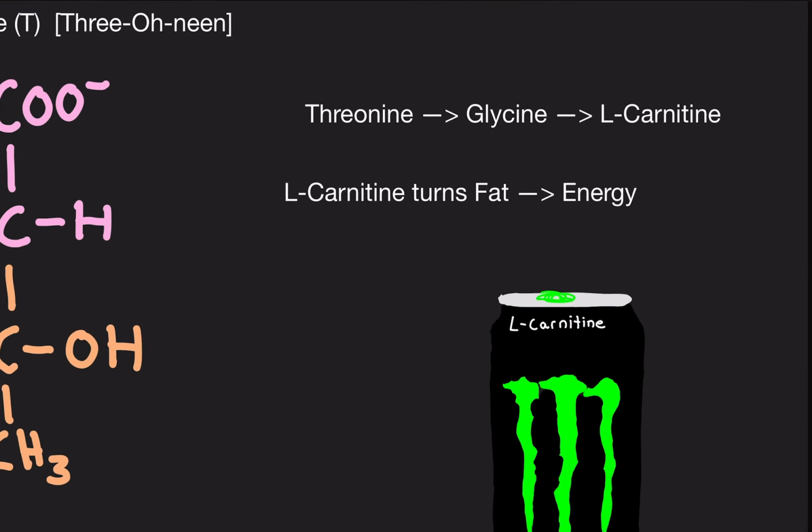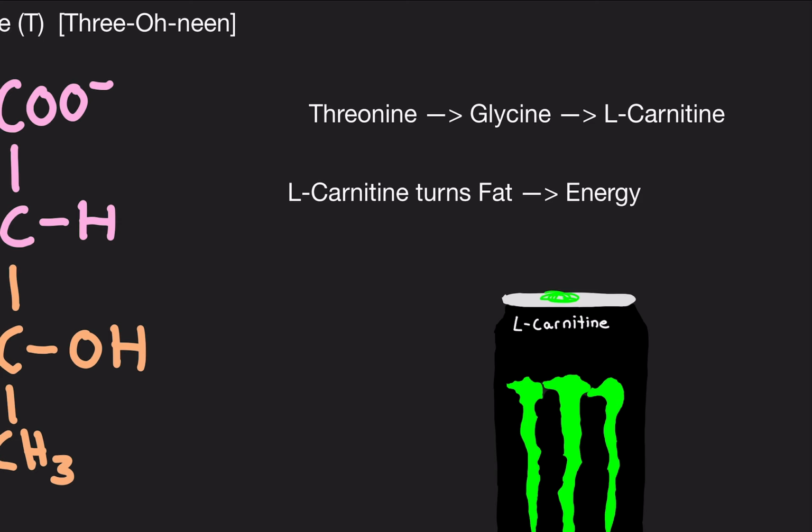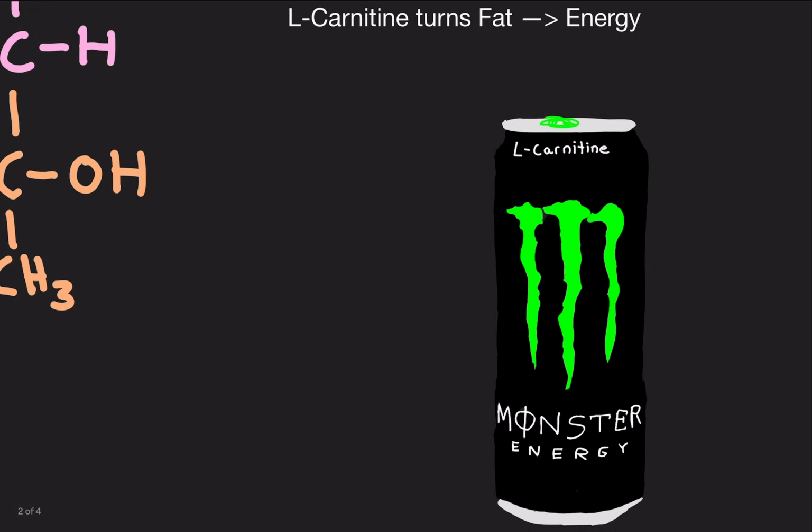L-carnitine is actually made from threonine. Threonine can also synthesize glycine, which is another amino acid we went over, but threonine is also used to make L-carnitine. What L-carnitine does is turn fat into energy. So the reason you actually feel good with Monster Energy, yes, it's from all the caffeine to get you pumped up, but L-carnitine also helps to give you energy. It's kind of interesting.